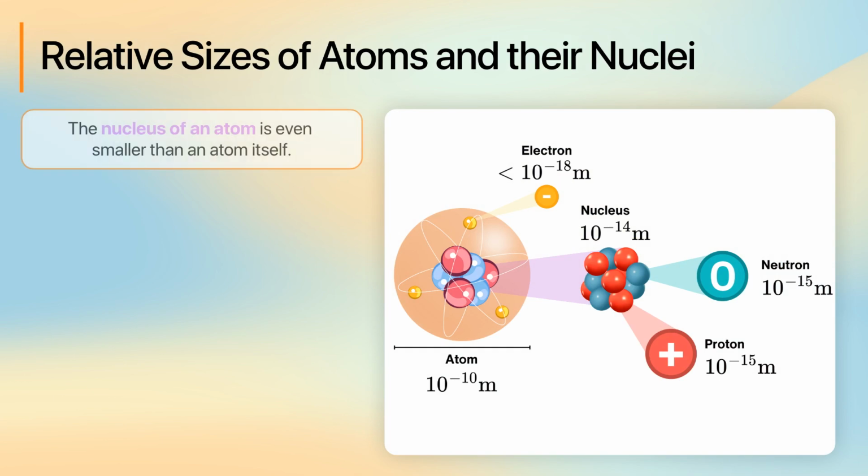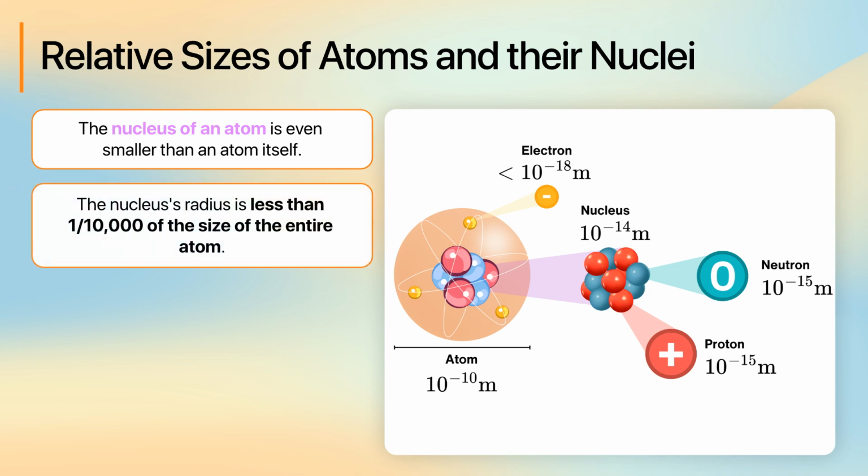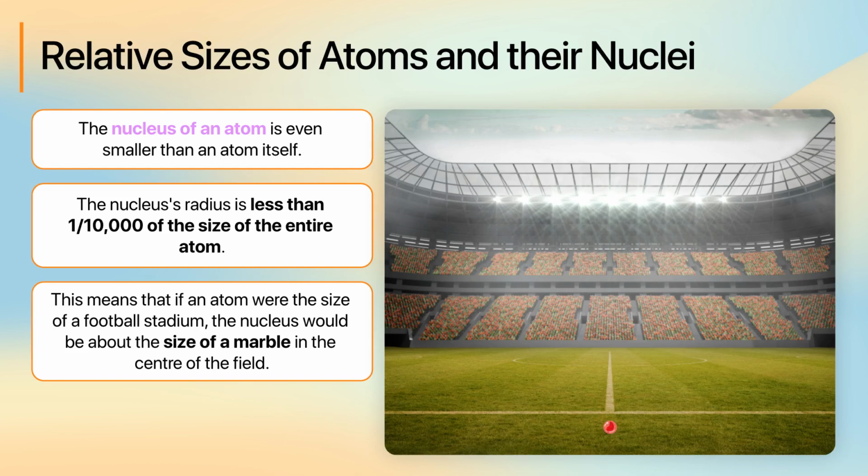However, the nucleus of an atom is even smaller than an atom itself. The nucleus's radius is less than a 10,000th of the size of the entire atom, approximately 10 to the minus 14 meters. This means that if an atom were the size of a football stadium, the nucleus would be about the size of a marble in the center of the field.